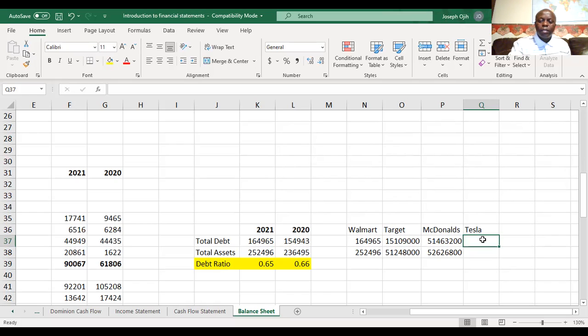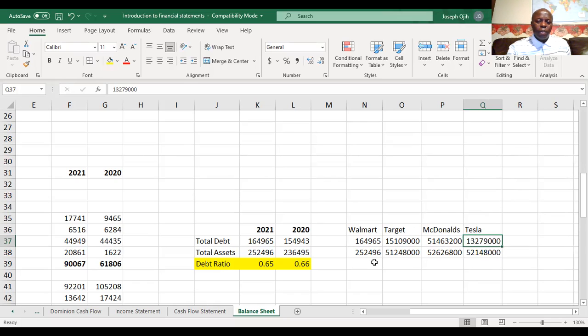Look at Tesla, 13,279,000. Then we have this 52,148,000. It is converting into scientific form, so let us take another form.